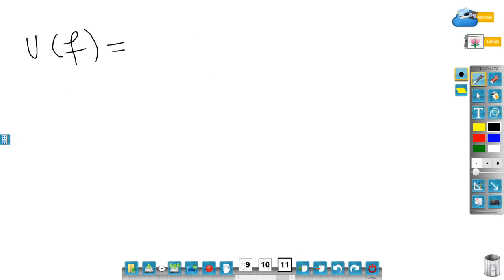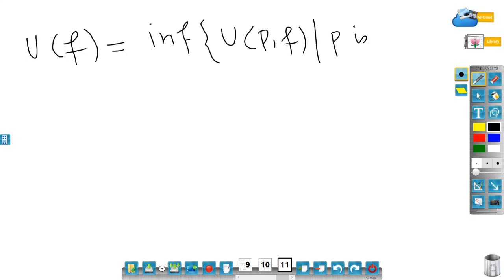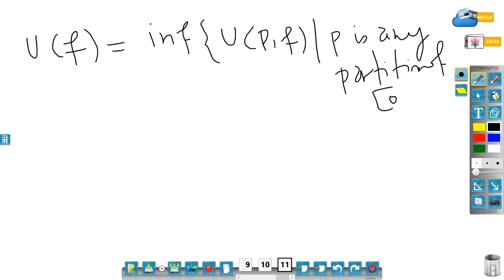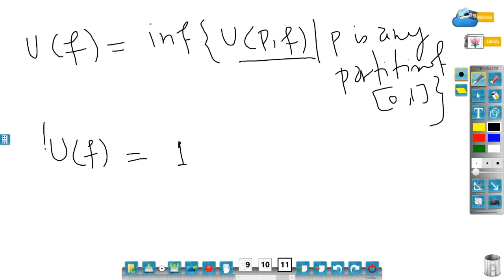UF is equal to the infimum of all UPF such that P is any partition of the closed interval [0, 1]. Of course, we started with any partition. So it is the infimum of a constant, which is 1 only. So I get UF equal to 1.